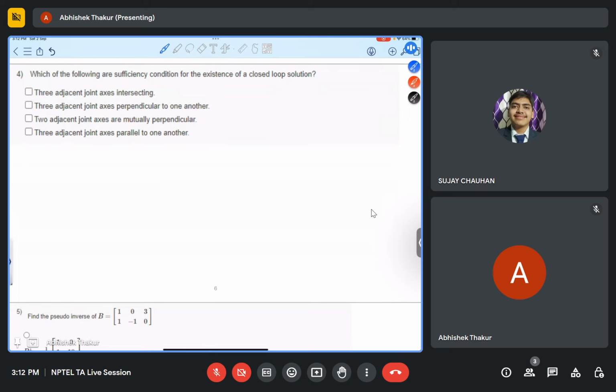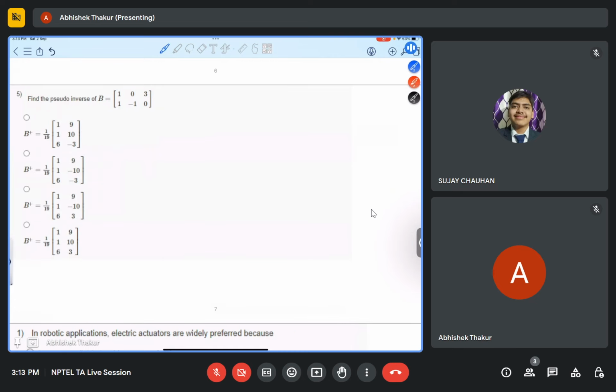So we'll move on to the next question. This was also from week 4. Which of the following are the sufficiency conditions for the existence of a closed loop solution? For closed loop solution, we have already studied either the three adjacent joint axes should be intersecting or three adjacent joint axes parallel to one another. So option A and option D are correct.